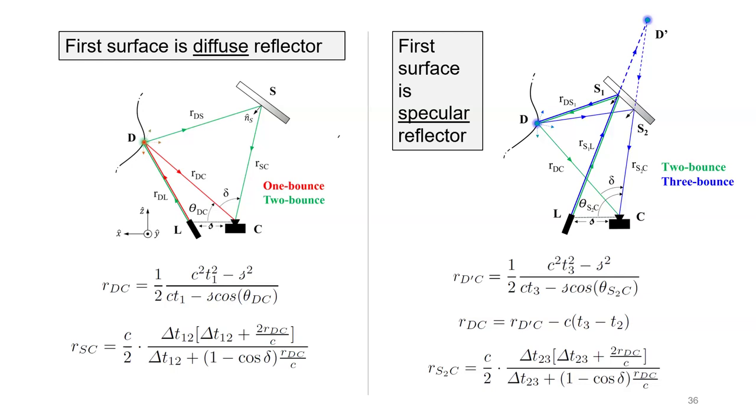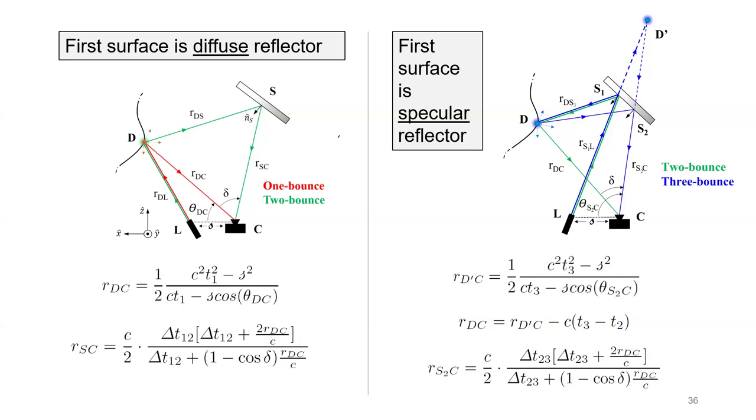And then the system in the second scenario is only a little bit more complicated, and that's shown on the right. In this scenario, we illuminate the specular surface first. Because we assume that it's an ideal specular reflector, we do not measure a one bounce return, but we do measure a two bounce return and a three bounce return.